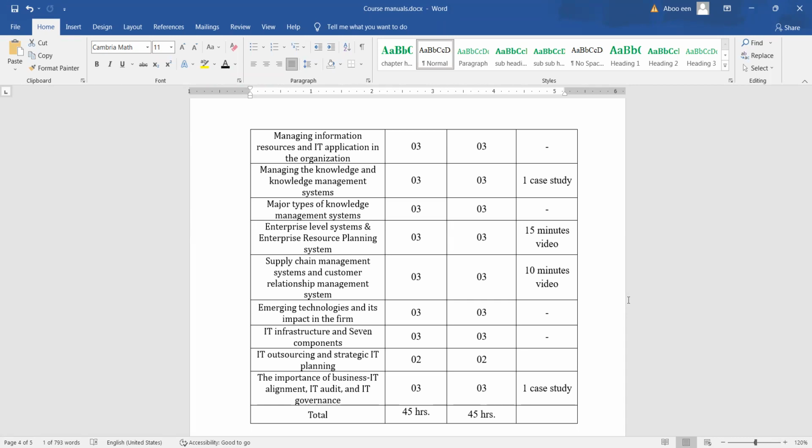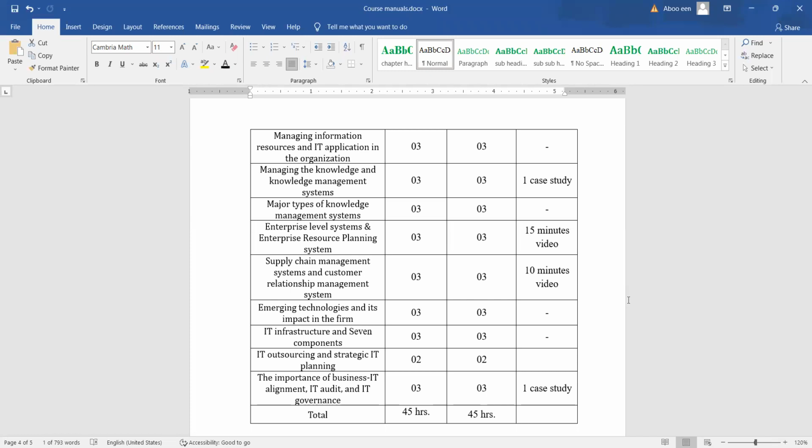So next we will discuss IT outsourcing and strategic IT planning. There we will discuss what is IT outsourcing, the importance of IT outsourcing, when firms are outsourcing, reasons for outsourcing, and what is strategic IT planning. The advantages of strategic IT planning, everything we will discuss in detail under this topic.